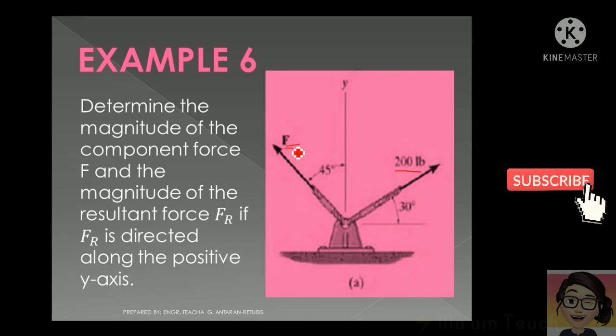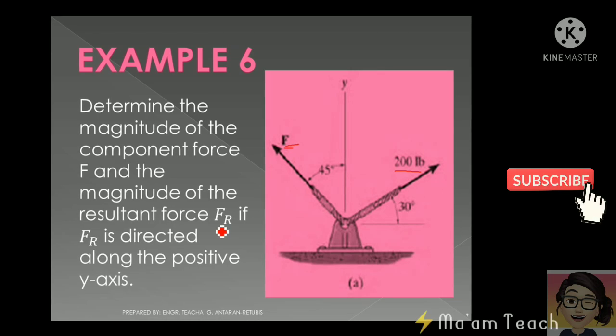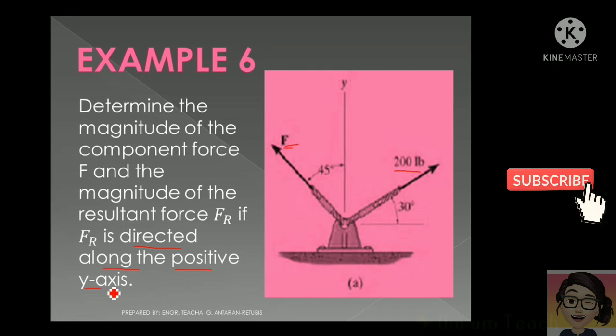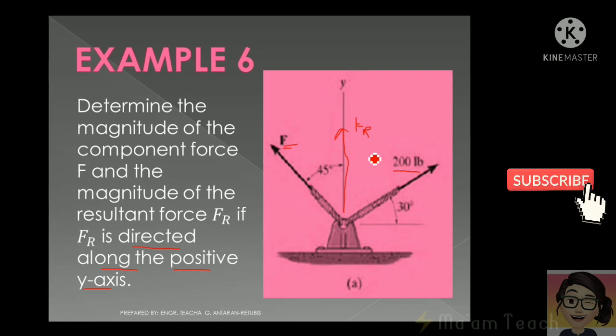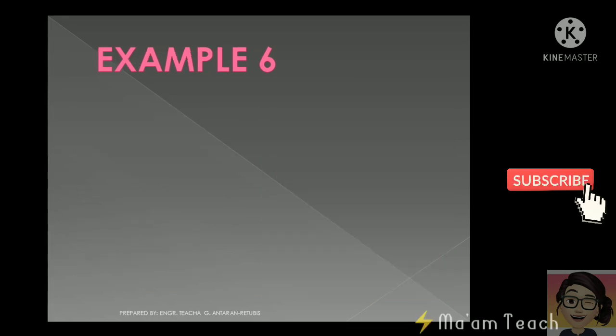So we have to solve for the magnitude, but take note that the direction is already given. According here, the direction of the F sub r, or the resultant force, should be directed along the positive y-axis. So where is the positive y-axis? Here. Okay, so therefore this should be the location of our F sub r. Based from the data, we have to determine the value of the F as well as the F sub r. So therefore our working equation will be like this, class.